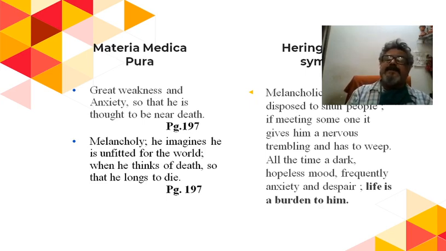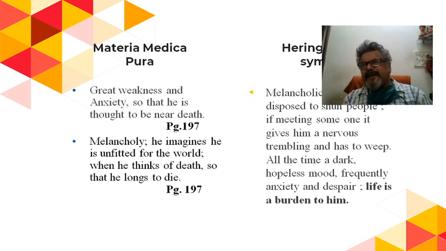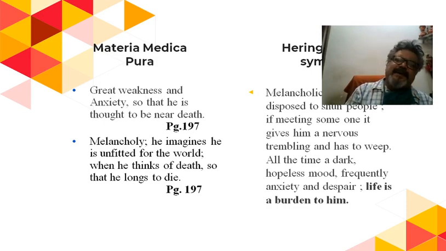In Hering's Guiding Symptoms, you see the symptom written like that. Melancholic mood, disposed to shun people. If meeting someone, it gives him a nervous trembling and has to weep. All the time, a dark, hopeless mood. Frequently anxiety and despair. Life is a burden. So here, it's just an example. We have seen how the symptom is reflected in Hering's Guiding Symptoms, how it is in Materia Medica Pura, and how it came in Allen.